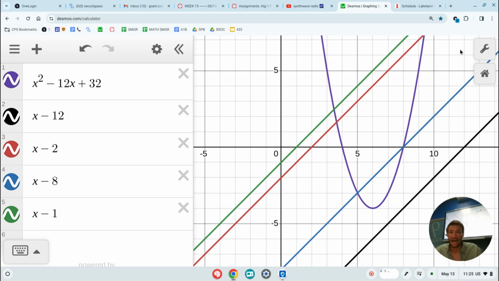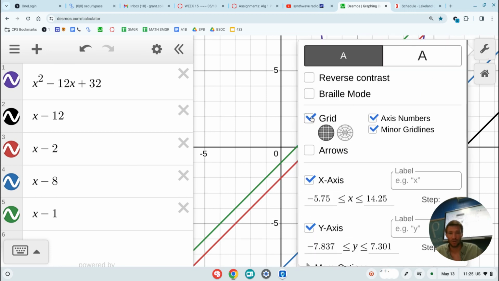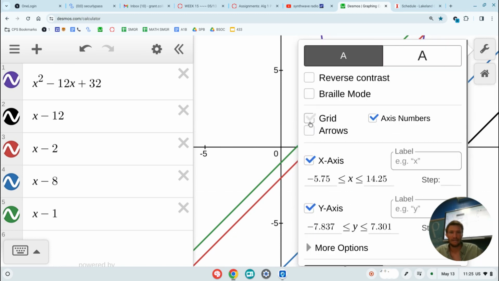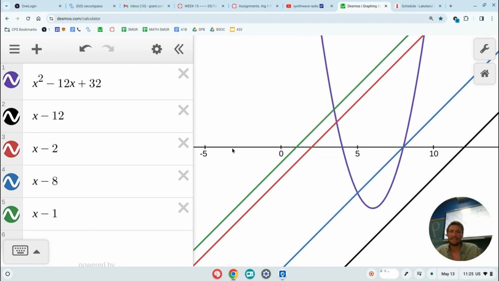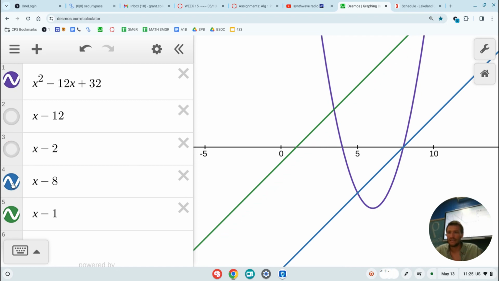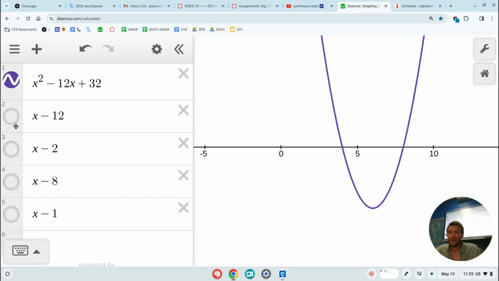I heard x-axis. That is definitely a good place to start. I'm going to turn off my grid, turn off my y-axis, and leave me with just the x-axis to focus on. That's normally a good idea. Remember, the x-intercepts, the solutions, those are all the same thing. If I turn these off, now, what do you think about the black graph?